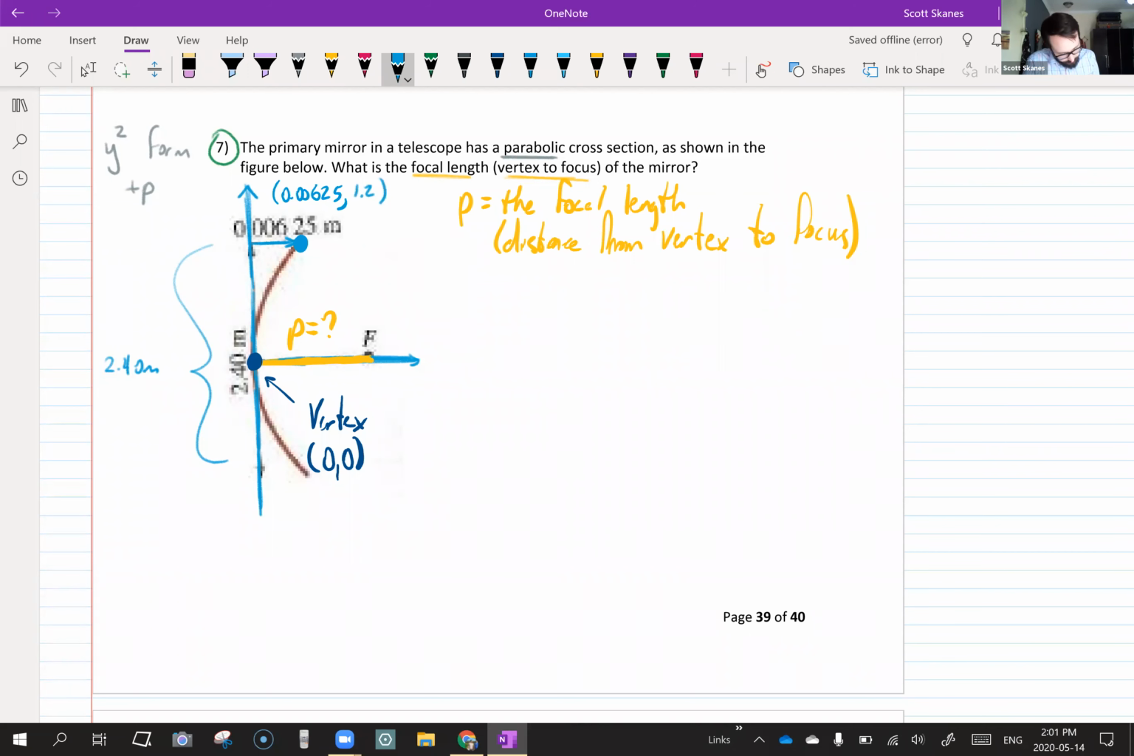Hopefully that's not too confusing for you. If it is, you know, practice makes perfect. You have to practice this stuff. You have no chance if you don't practice. Okay, now we have everything we need, believe it or not. I know that it's y squared form, so my form is going to be this.